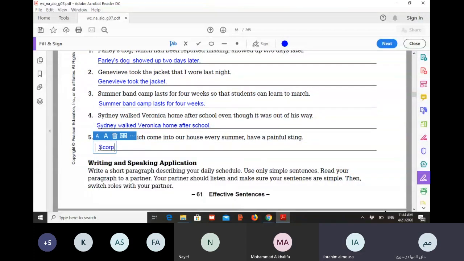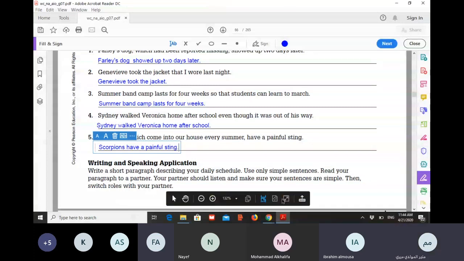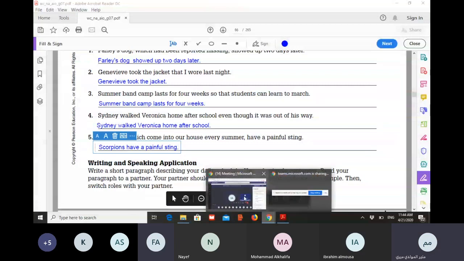It's not something that you should fear. So I don't know why some students don't want to answer. They're shy. But no one can see them. They are behind their screens. I can't see them. You can't see them too. So scorpions have a painful sting.